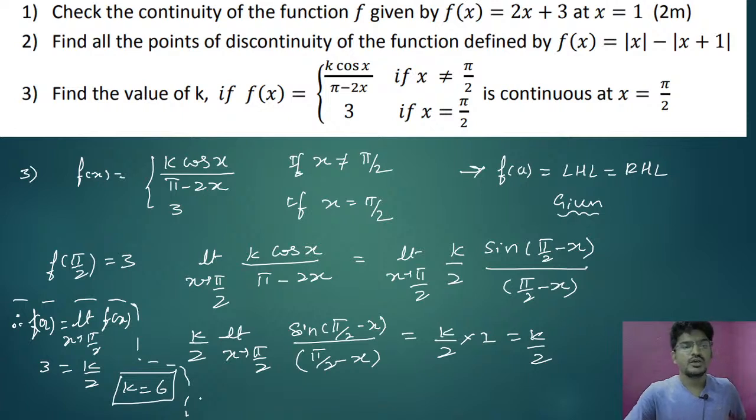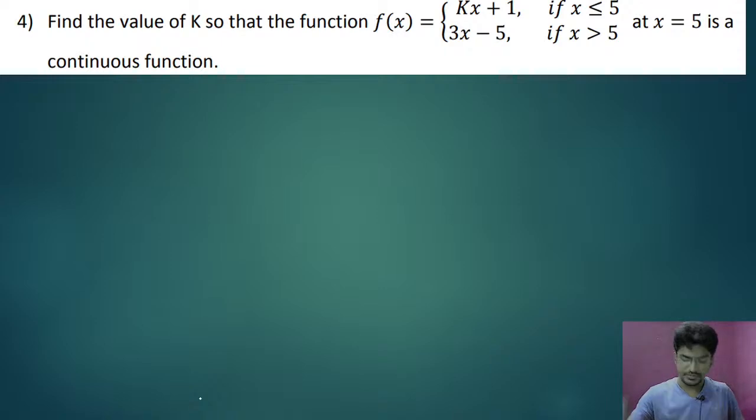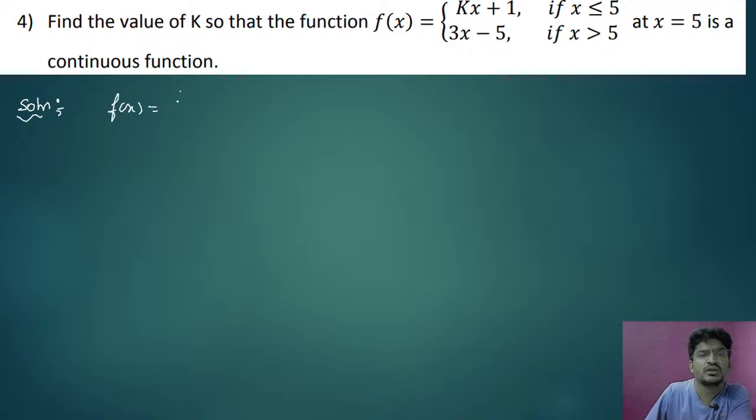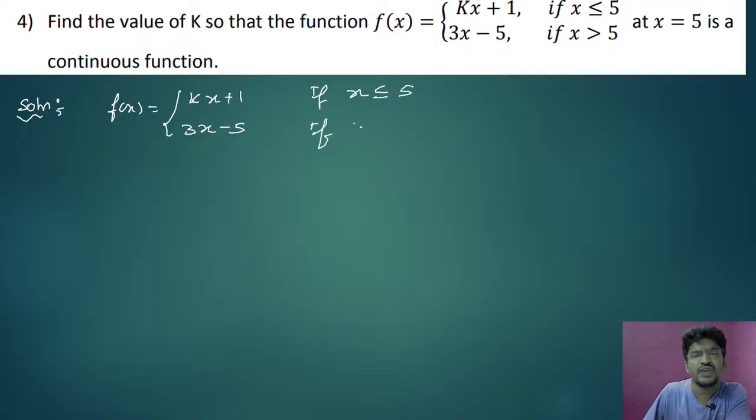Okay. So k equal to 6 is the correct answer for problem number 3. Now we can go for problem number 4. See what is problem number 4. Here they have given that f of x is equal to kx plus 1 if x is lesser than or equal to 5, and 3x minus 5 if x is greater than 5, and it is continuous at x equal to 5.